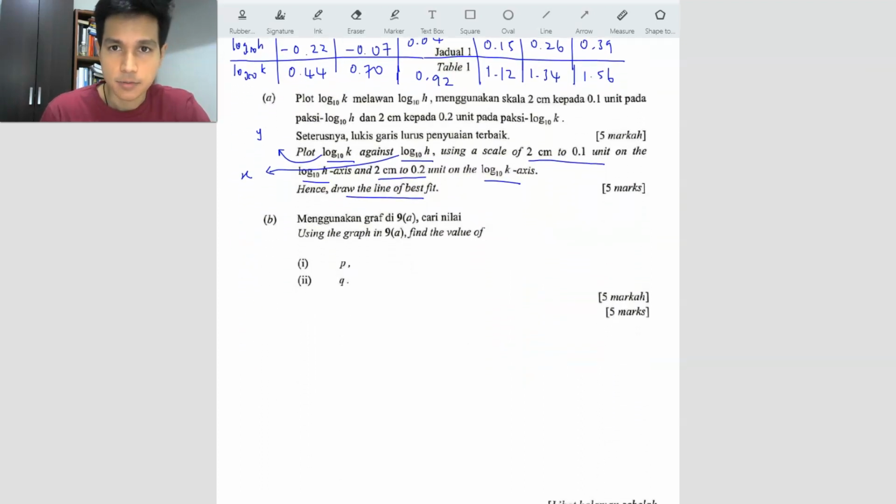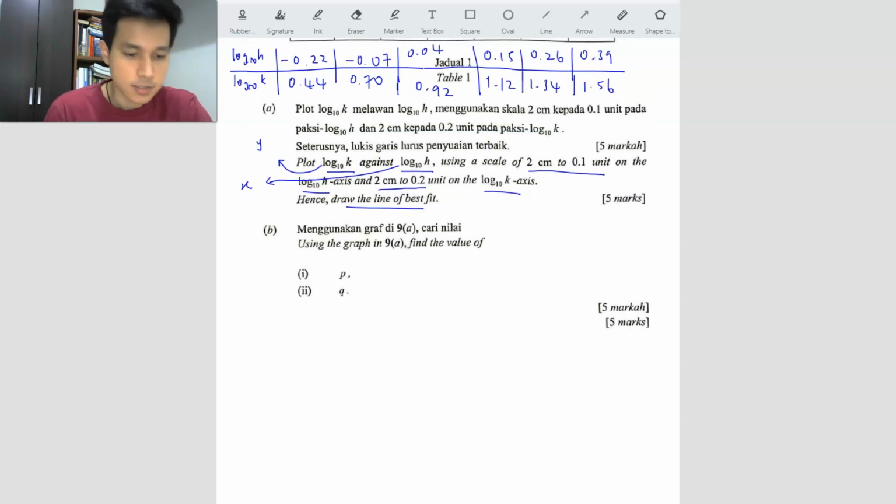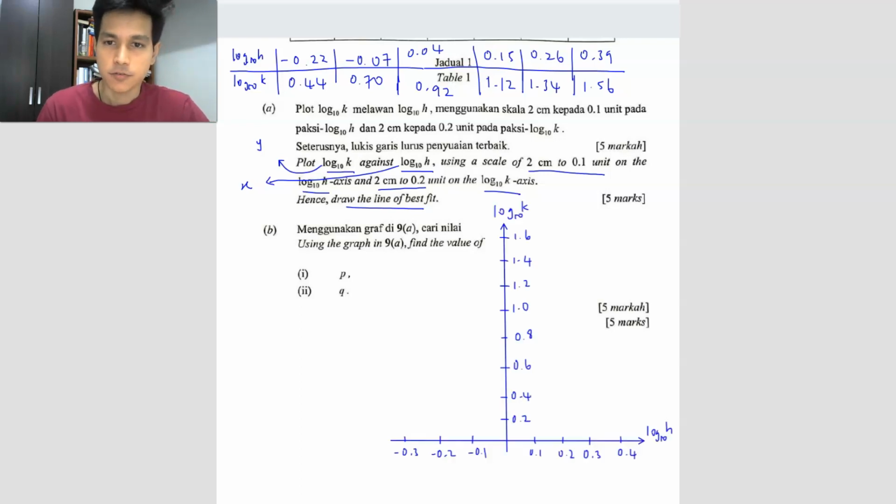So again, like I said, I'm only going to sketch. You guys plot it yourself. Okay, I already have the graph here, but of course you use your own graph paper. The main thing to take note of is to make sure your axes are correct. One is log k base 10, one is log h base 10. I'm using base 10 here because they ask you to plot log k against log h. So make sure you follow that.